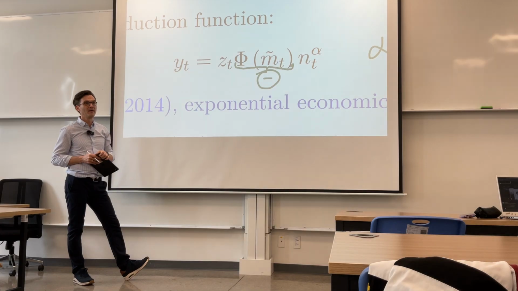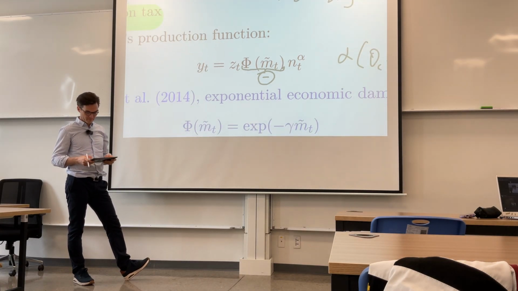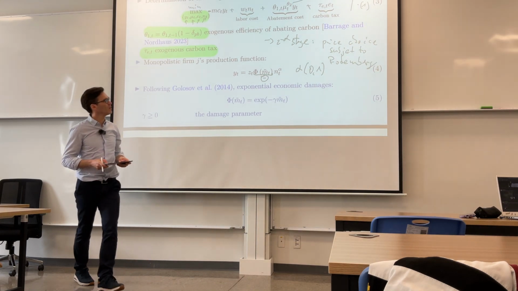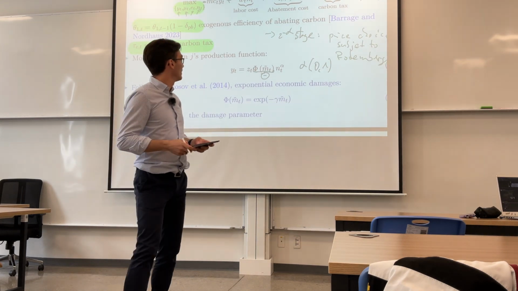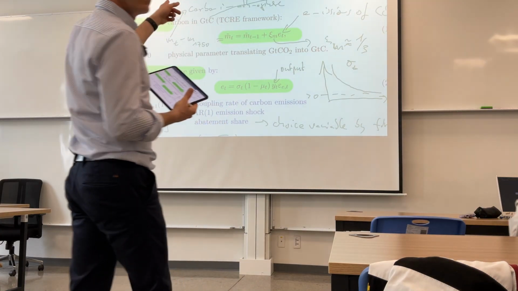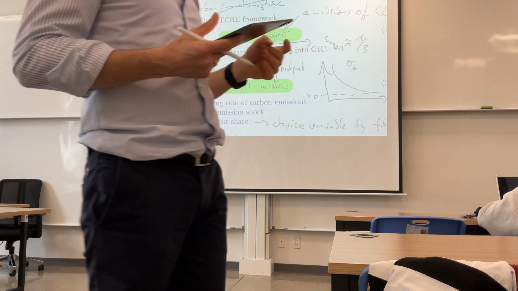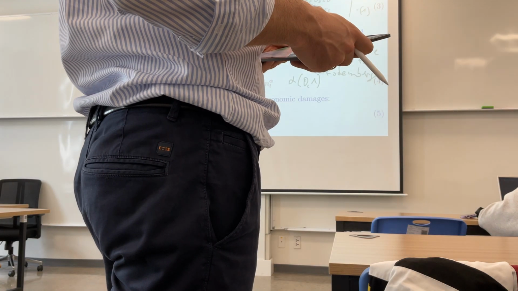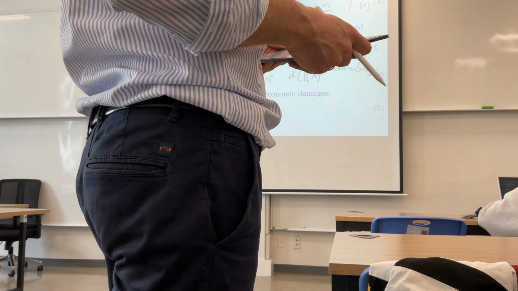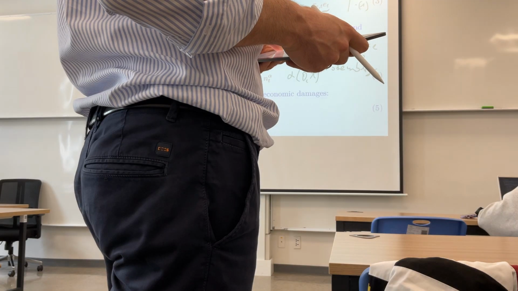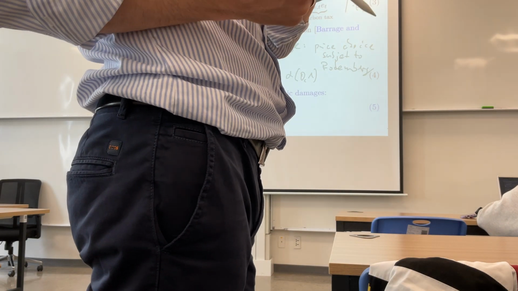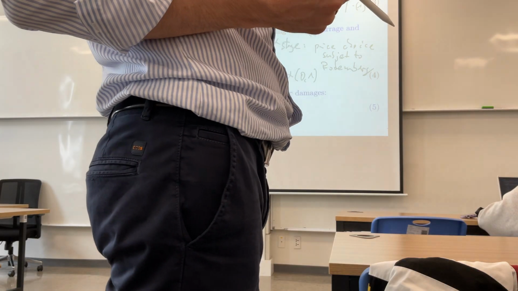Sorry, Professor. So the MT is a stock, right? But then when you put it into the pi as a function of MT, it means that whole thing is the cost of carbon, is it? Yes, it's the cost of carbon in terms of reducing productivity.